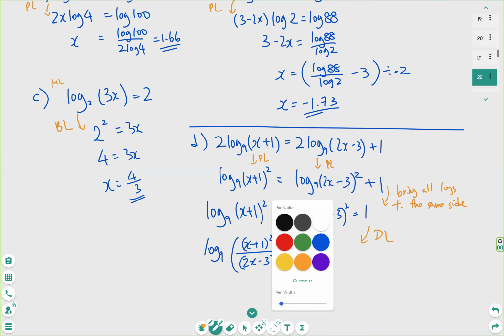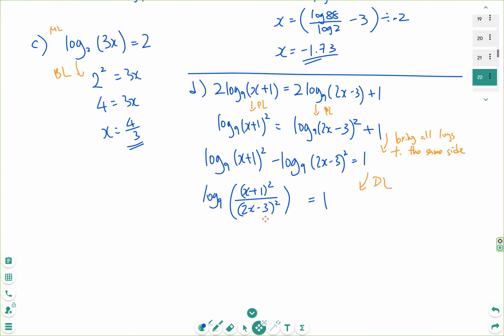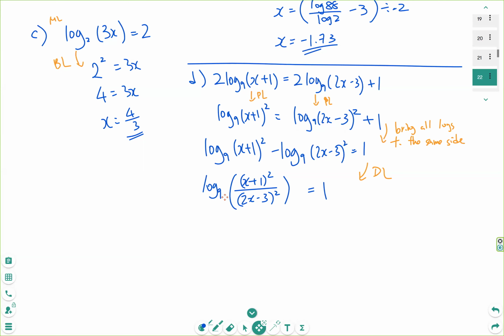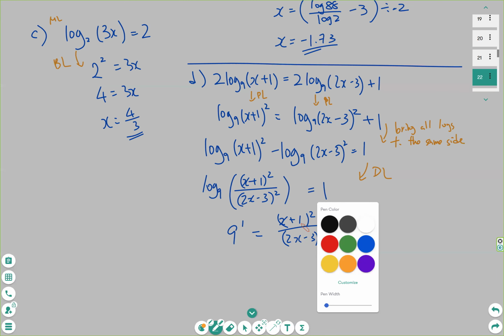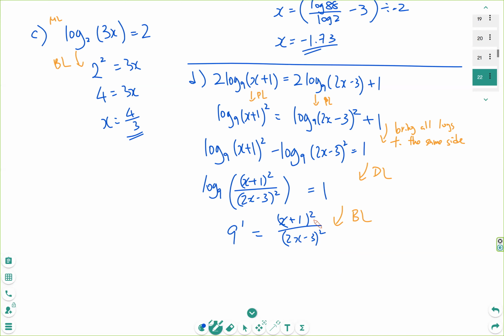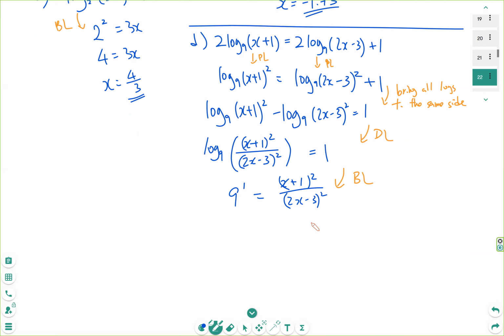What's next? I can use the base law to get rid of the log. Log base A of B equals C, so A to the power of C equals B. From here, to be honest, it should be fairly straightforward. You've got nothing to do but expand both brackets, top and bottom, then rearrange and make a quadratic. I'll do it quickly here.